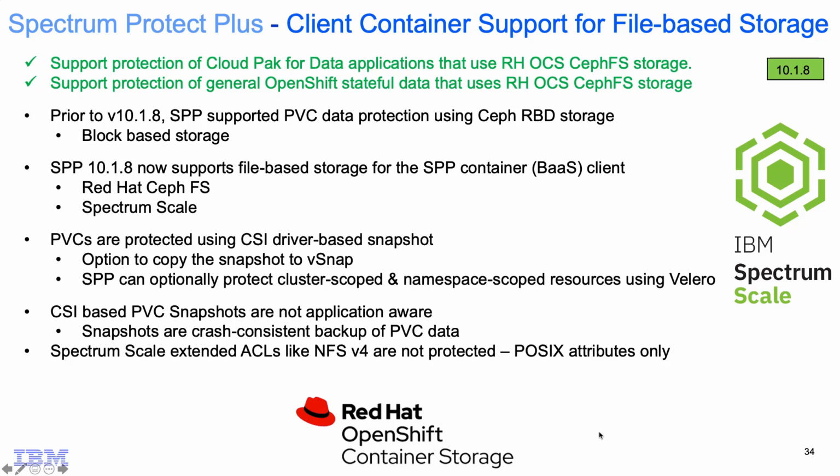The methodology for doing these backups is going to be exactly the same as it was for the block-based storage. We're going to use the CSI driver to create a snapshot of the PVC and store it on the storage that is being served up to the cluster. And then we optionally have the ability to take that snapshot and copy it off to Spectrum Protect Plus vSnap. So that's the way it works for PVCs.